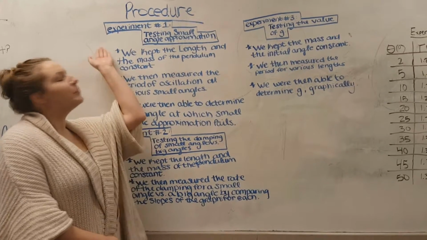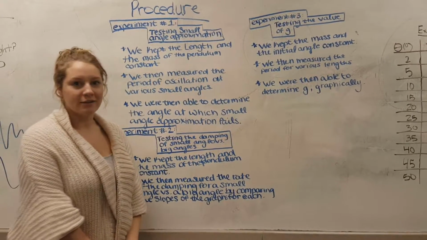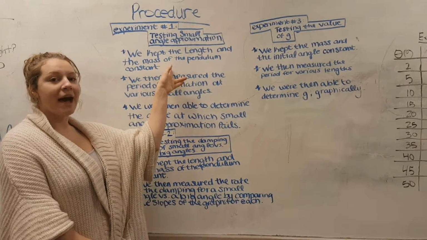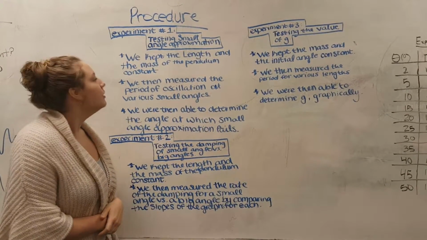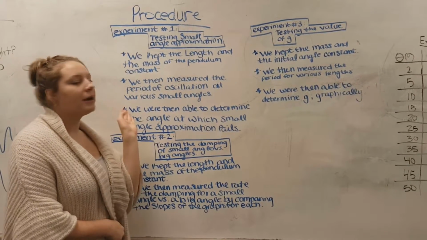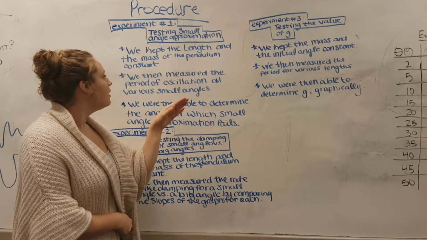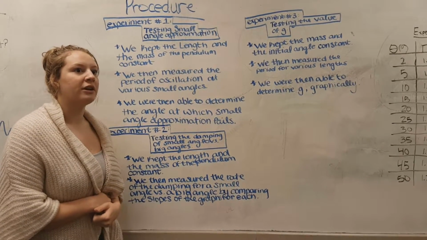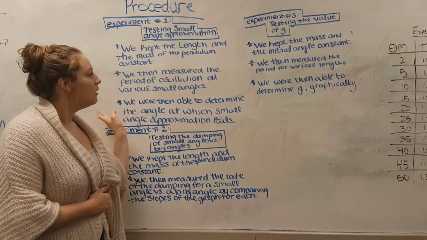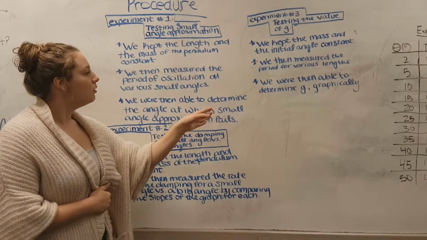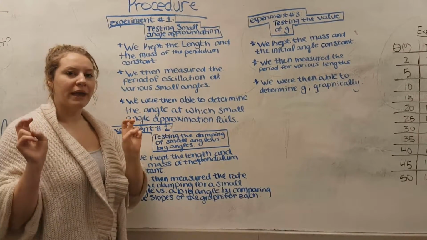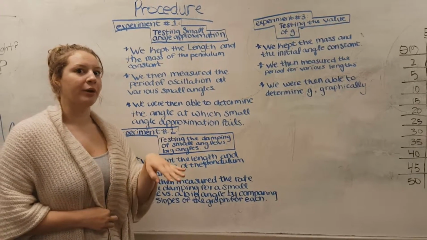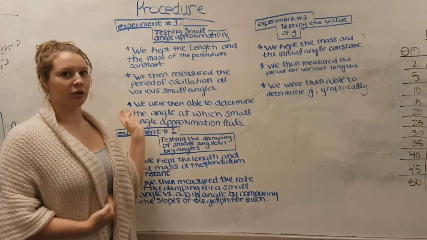So for our procedure for experiment number 1, testing small angle approximation, we kept the length and the mass of the pendulum constant. We were then able to measure the period of oscillation at various small angles. Because we're able to measure the period of oscillation, we can see when that angle becomes too big for small angle approximation. Therefore, we can find the cutoff point at which small angle approximation no longer works.